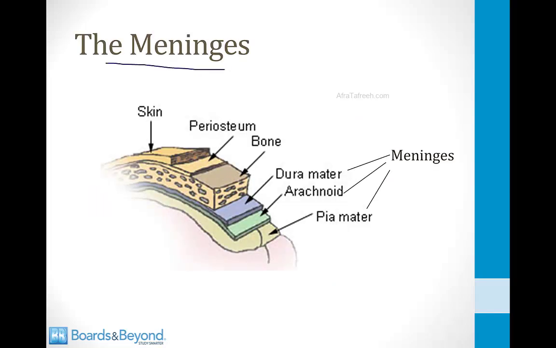So let's review what the meninges are. Beneath the bone of the skull is the dura mater, and this is thick material that covers the skull, and that's why it's called dura, because it's durable. Beneath the dura is the arachnoid and then the pia mater, and these are much thinner than the dura mater. The arachnoid and the pia are often called the leptomeninges, and the dura, arachnoid, and pia together are all called the meninges, and that's what surrounds the brain and spinal cord.